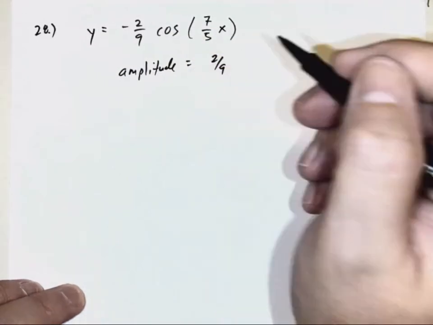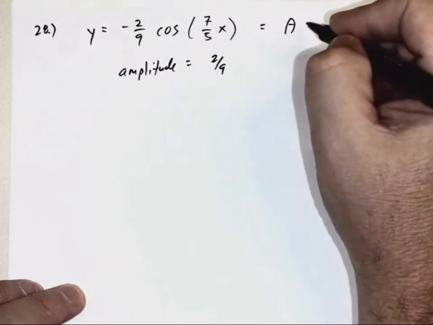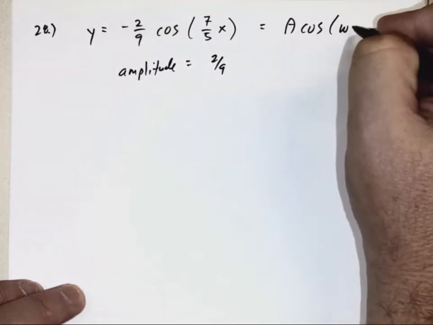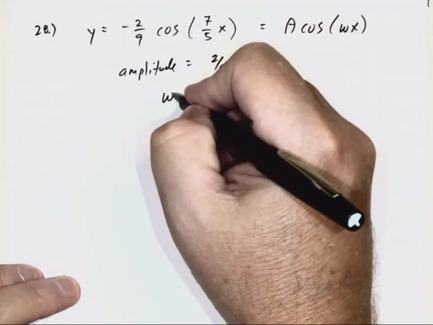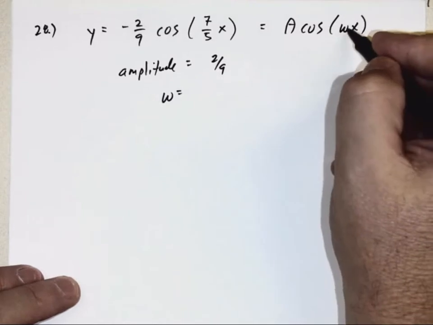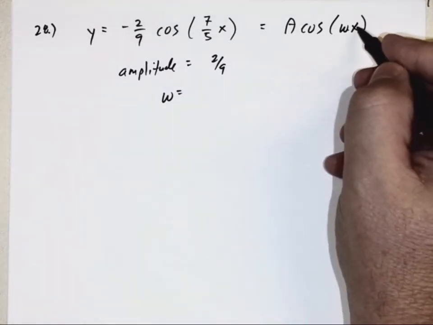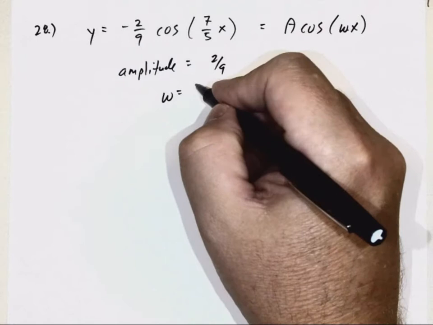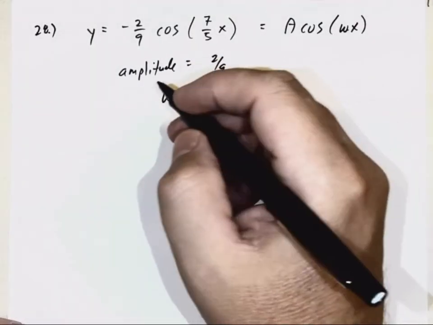Now, if I write the standard function, it's like this, so amplitude is like big A. The next thing they ask for, they actually say, what is this omega? And that's why I wrote this. Of course, the omega is the number that's multiplied by your variable x. So that's pretty simple. Omega is 7/5.